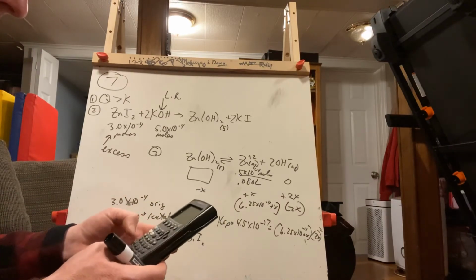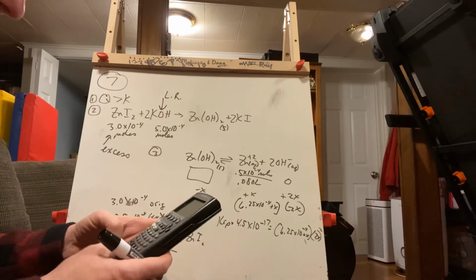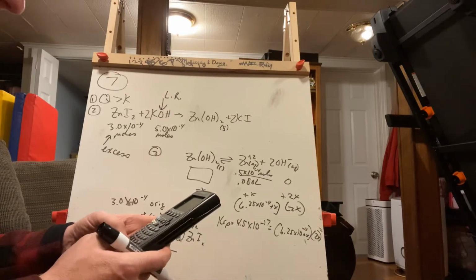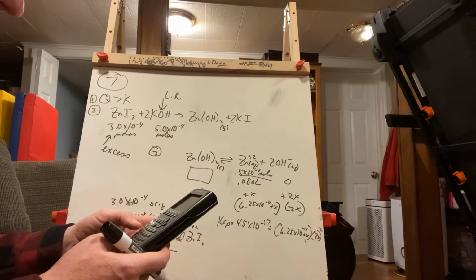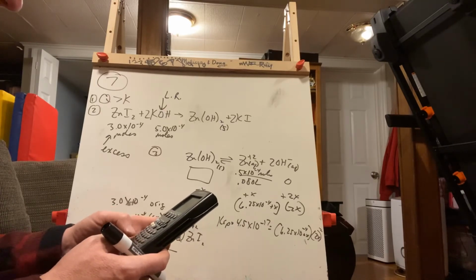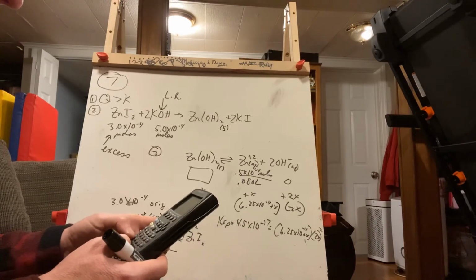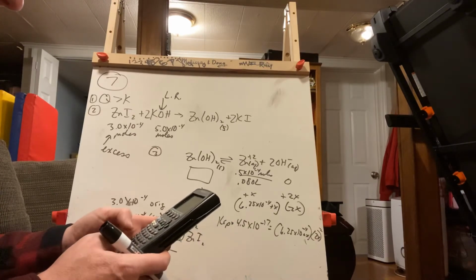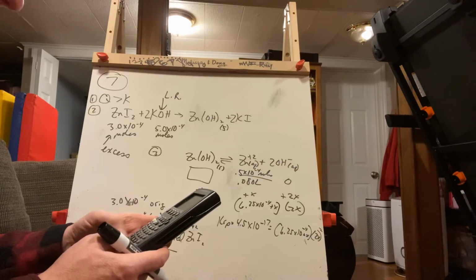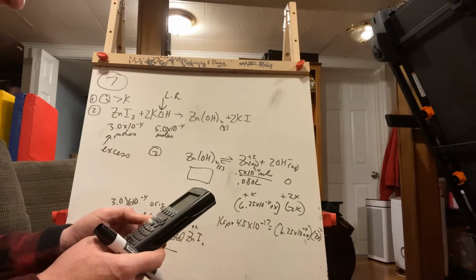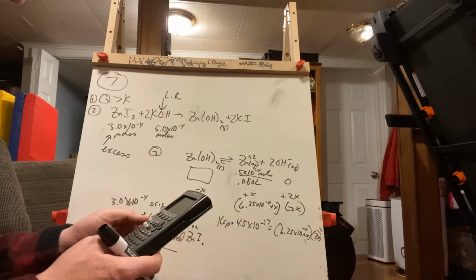F2 solve. 6.25 times 10 to the negative 4th plus x, close parentheses, times 2x squared equals 4.5 times 10 to the negative 17th, comma, x. Oh, parentheses.